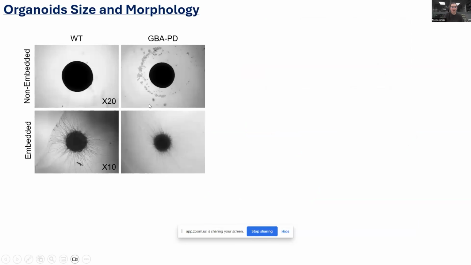So this is how they are looking. In the upper lane, you can see the non-embedded organoid, and in the other lane, you can see the embedded organoid that are showing nice projection in the gel tracks.